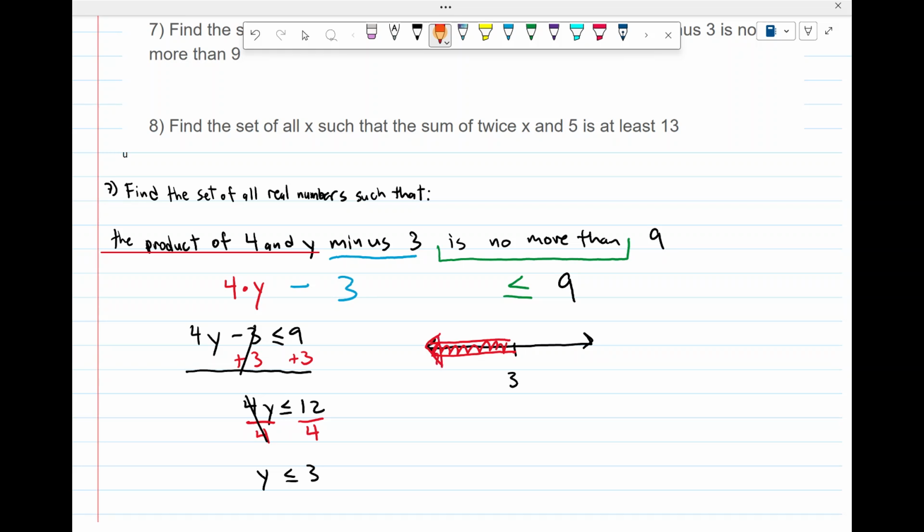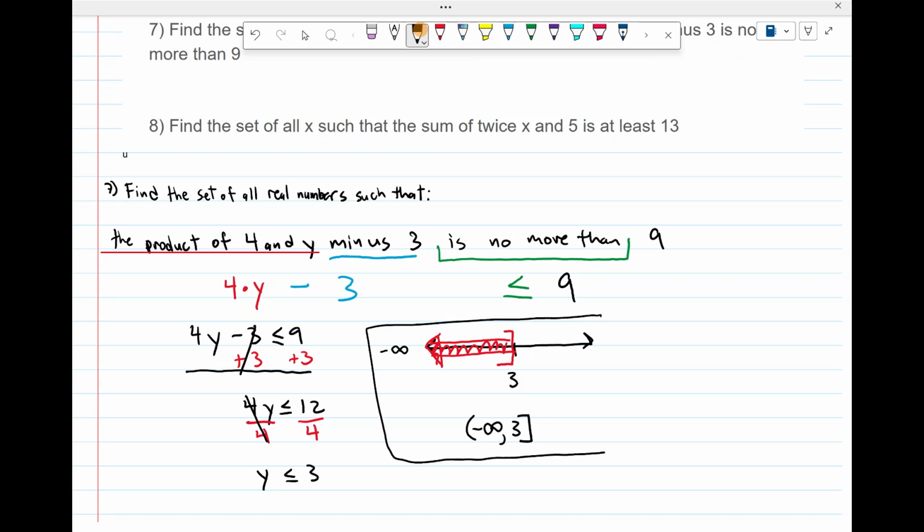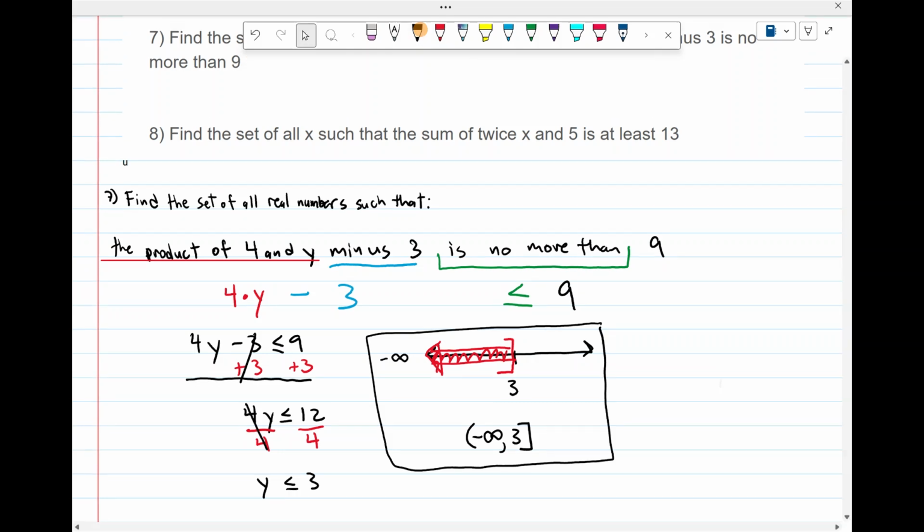And since it's less than or equal to, I use a square bracket. For interval notation, again, I'm going to put my negative infinity off to the left. That helps me recognize that I am talking about all the numbers in between negative infinity and 3. And I put a square bracket as well. And that is my final answer.